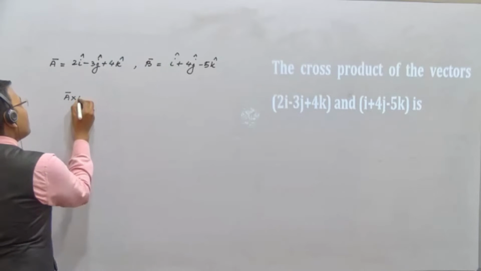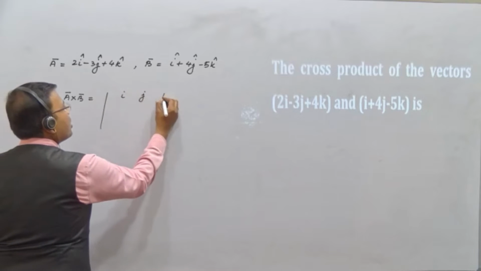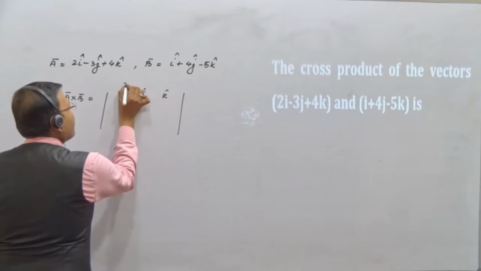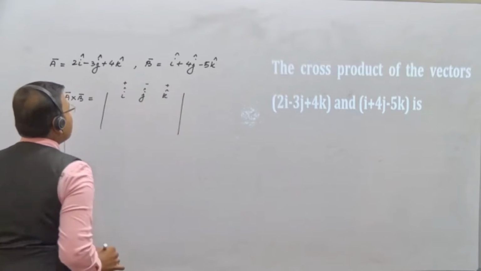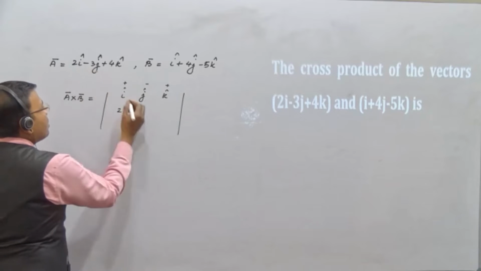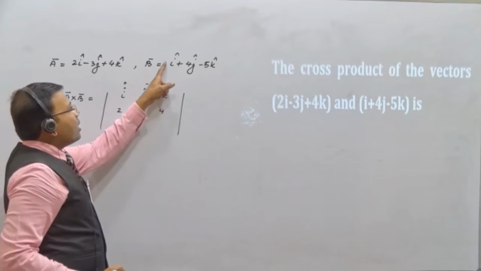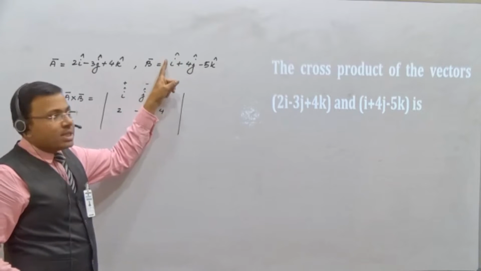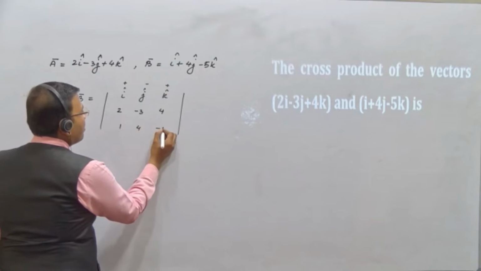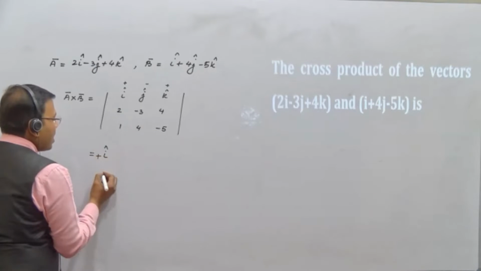It's very simple. A cross b equals, just write i j k in the first line, with plus, minus, and this is plus. So A cross b I'm calculating. First I will write the coefficients here: 2, minus 3, and 4. And here you write 1, 4, minus 5, since nothing is there means 1 is there. So this is 1, 4 and minus 5. So I am calculating the cross product. This is plus i only.